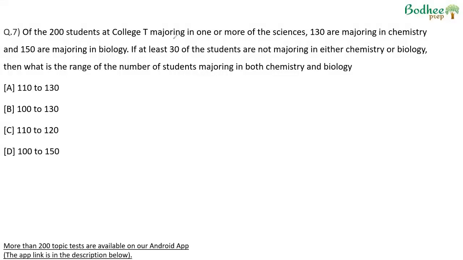Of the 200 students at a college majoring in one or more of the sciences, 130 are in chemistry, 150 are in biology. At least 30 students are not majoring in either chemistry or biology. What is the range of the number of students majoring in both chemistry and biology? Chemistry, biology.